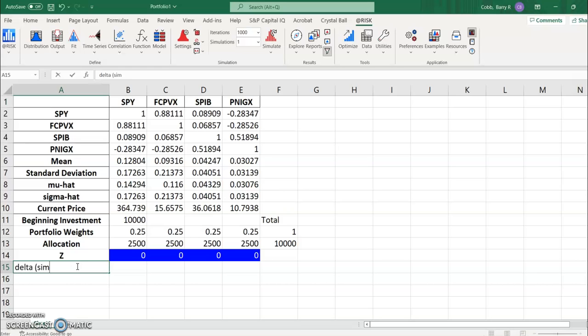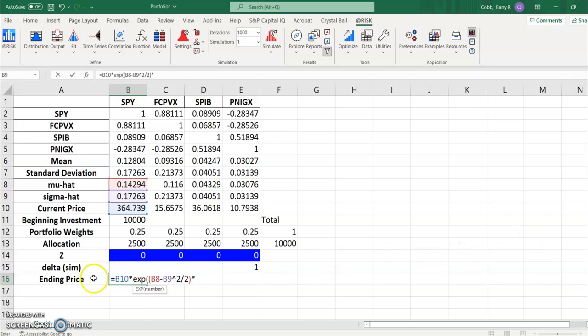Now, the time increment for the simulation is going to be 1 for 1 year. And then we'll simulate the ending price. The ending price is going to be simulated with geometric Brownian motion. And so here's what the ending price will look like. It will be the current price of the stock and then mu minus sigma squared over 2 times the delta of the simulation, which is here on row 15.